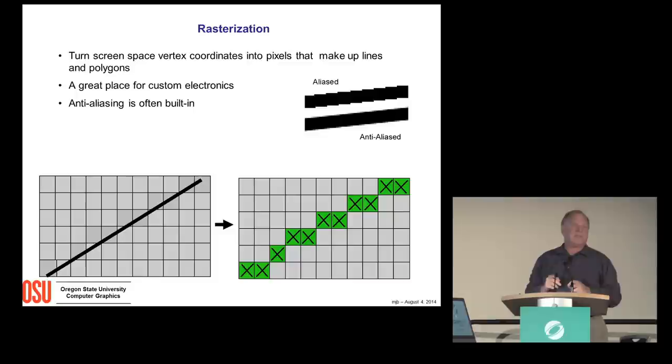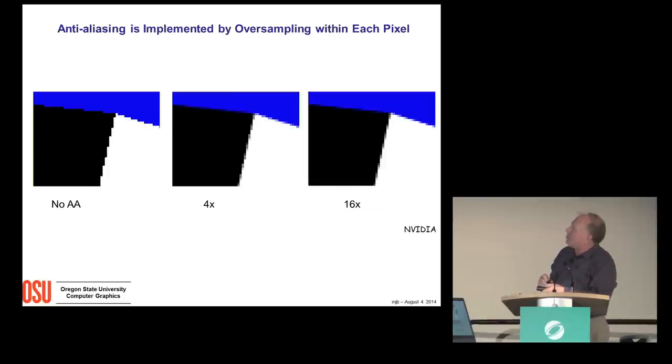And some of the graphics hardware will do that. It's built in. You simply turn it on. It slows down your display a little bit, but you can now get smoother lines. So here it is with no anti-aliasing. Here it is with one level, and here it is with a better level. But you can see that where it's blue and white, it's now doing shades of blue, and where it's black and white, it's now doing shades of gray.